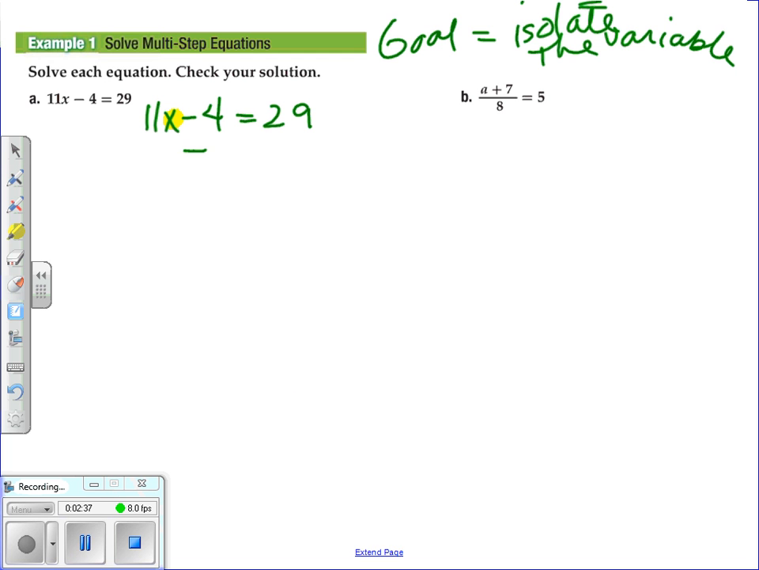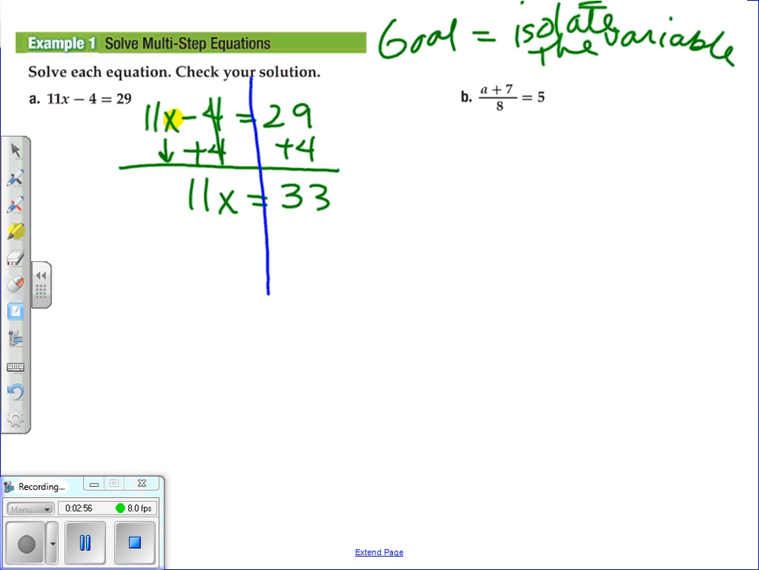I'm going to start by adding 4 to both sides. I underline that to show that I'm adding these numbers. Cancel those out. What do I have left? I have 11x equals 29 plus 4, which is 33. And as you will remember well from last year, we're going to keep our equal sign lined up and our problem organized. I'm still trying to get the variable alone, so I'm going to divide now by 11 on both sides.